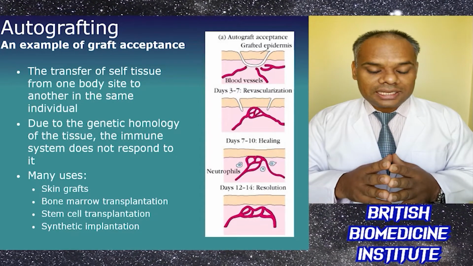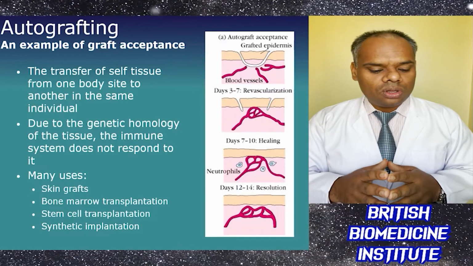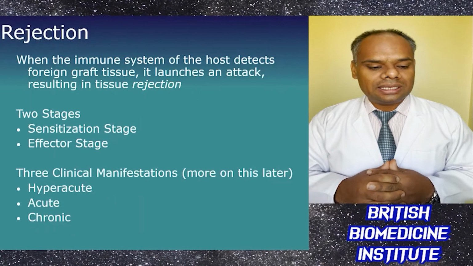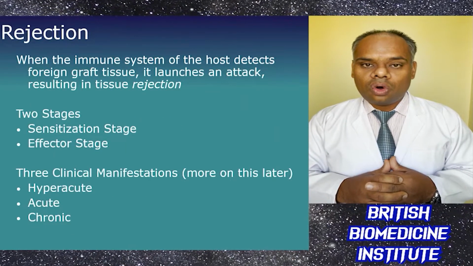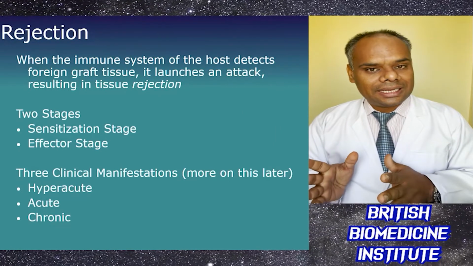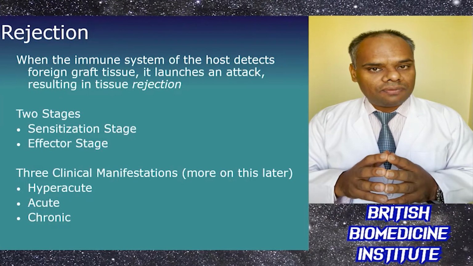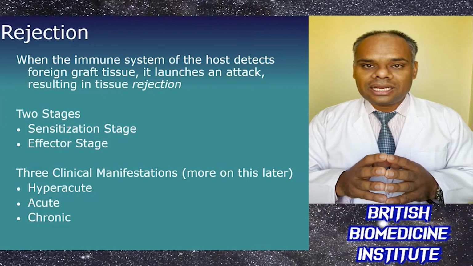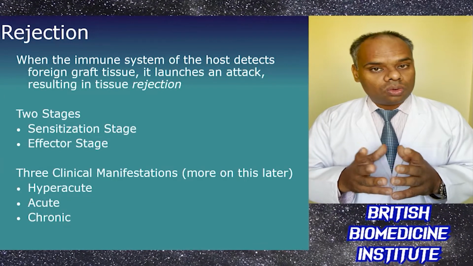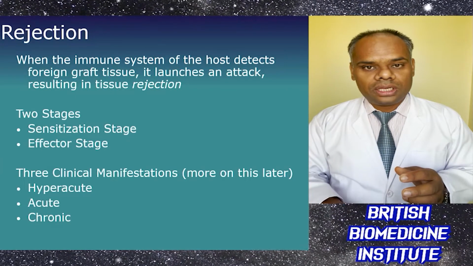There are many uses, like skin graft, bone marrow transplantation, stem cell transplantation, or synthetic implantation. Now comes the rejection. When the immune system of the host detects foreign graft tissue, it launches an attack, resulting in tissue rejection. There are two stages: the first one is the sensitization stage, and the second one is the effector stage. Three clinical manifestations can be there: hyperacute, acute, or chronic.